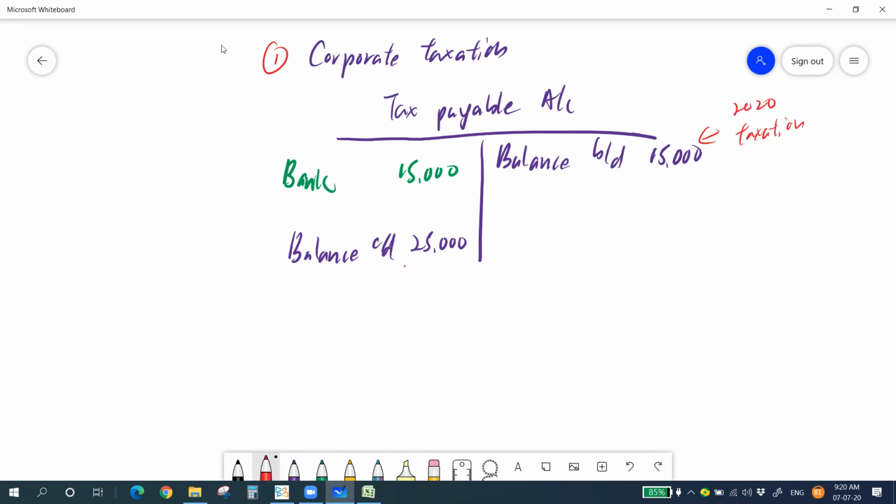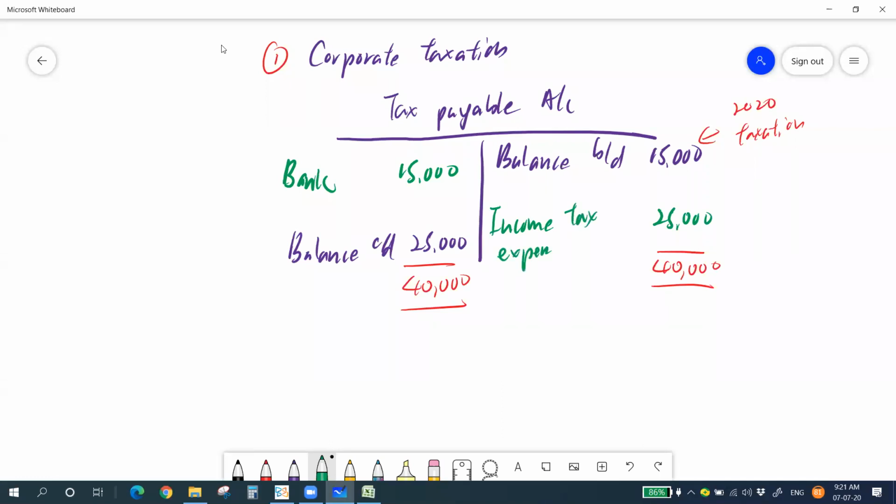The closing balance is 40,000 here, meaning that I have another 40,000 here. The balancing amount is 25,000. This is the income tax expense during the year 2021. So let's figure out the amount to be used in our cash flow statement.